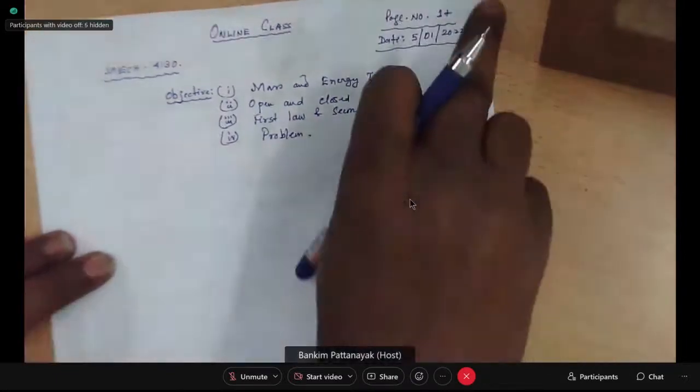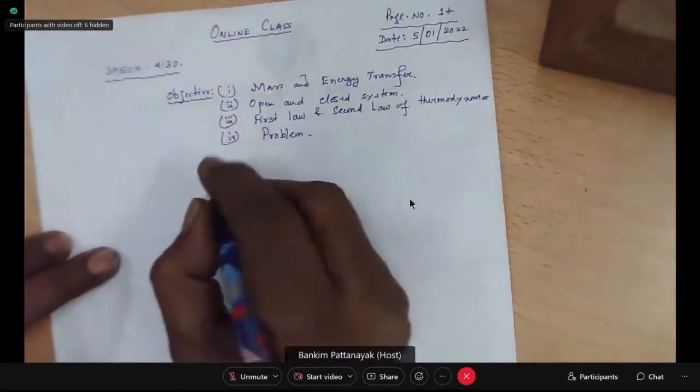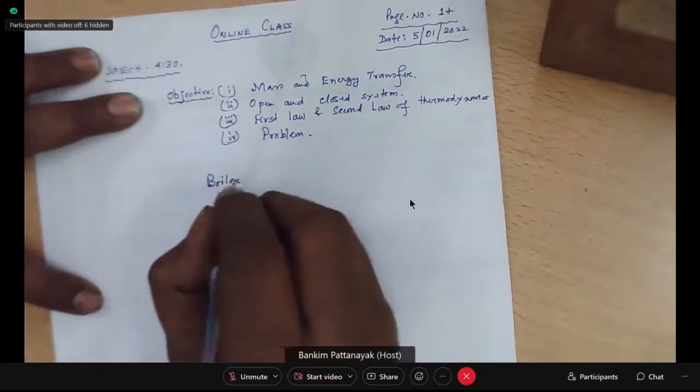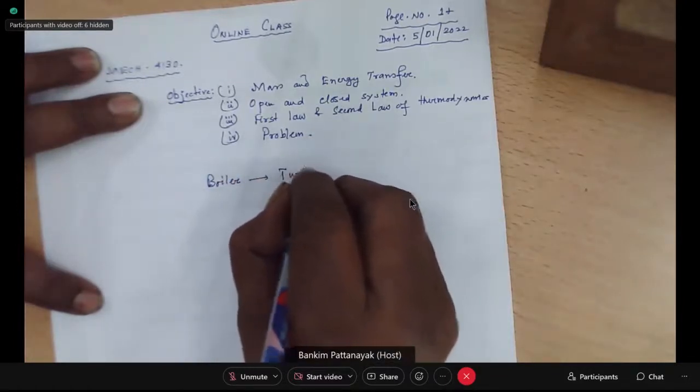Mass and energy, actually whatever happens, why are we talking about mass and energy transfer? Let's say there are four basic devices of a thermal power plant: boiler, turbine, condenser, and pump. These are the four basic devices. The boiler is a separate entity. If you are a boiler designer, boiler, turbine.